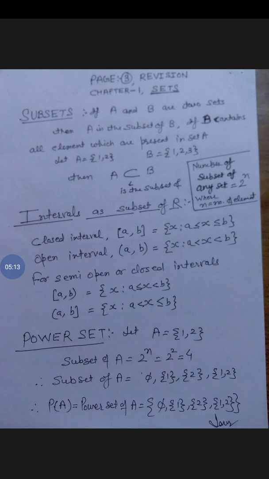तो इट मीन्स सेट B कंटेन्स 8 सबसेट्स. 2 रेज टू द पावर 3, दैट इज 8. तो सेट B के 8 सबसेट्स हो जाएंगे.